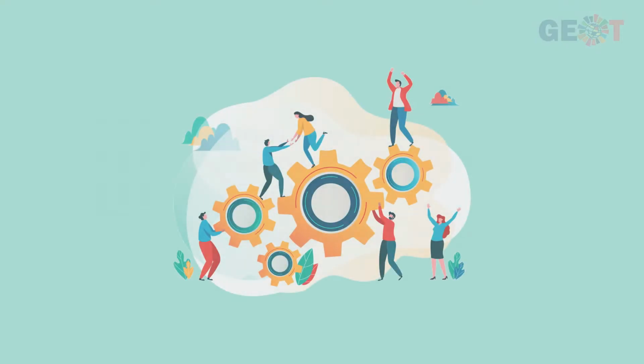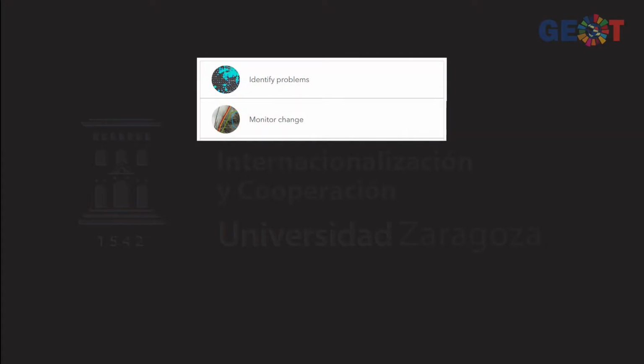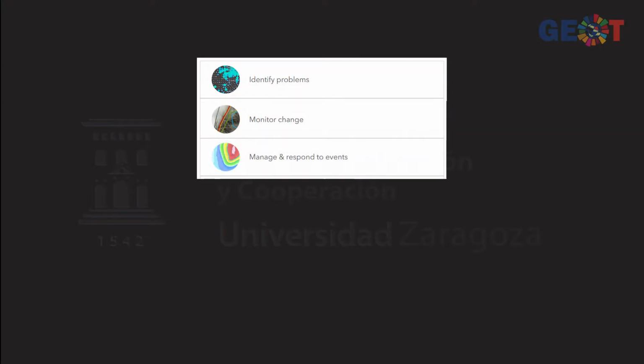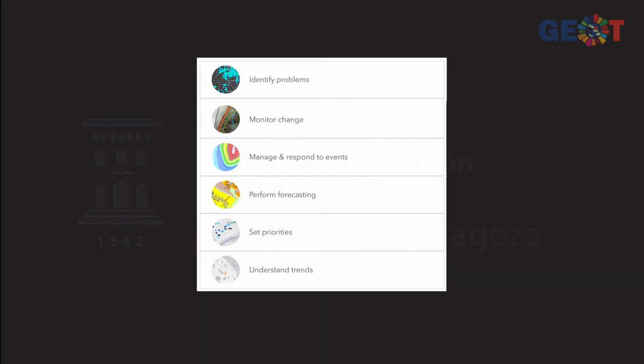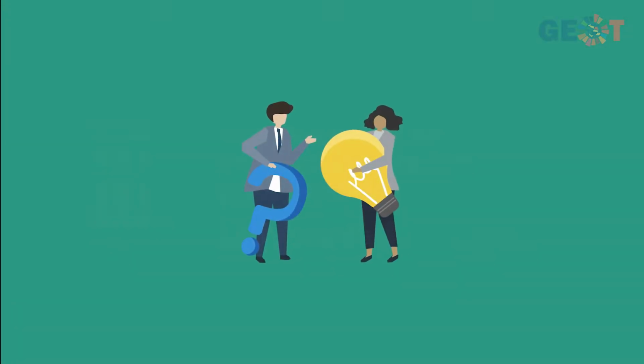smarter decisions. Hundreds of thousands of organizations in virtually every field are using GIS to make maps that identify problems, monitor changes, manage and respond to events, perform forecasting, set priorities, and understand trends based on spatial analysis to help decision-making processes.